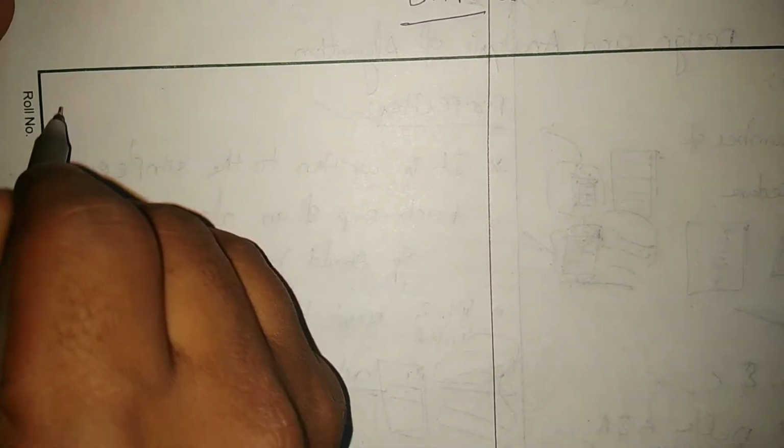What is an algorithm? An algorithm is a finite set of instructions that is followed to perform a particular task and must give a satisfactory output. In this class we will discuss some criteria of algorithms.